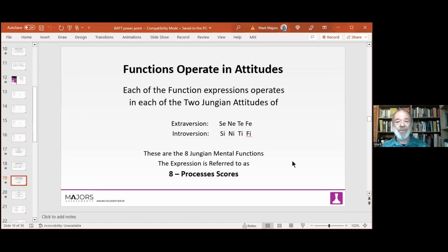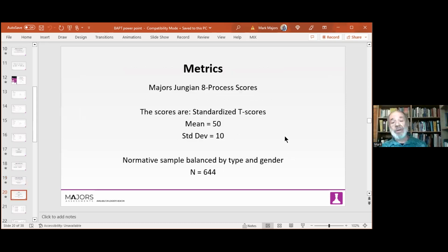So the metrics in this, it is a standard score with a mean of 50, standard deviation of 10. And I used a normative sample balanced by gender. And this is important because I randomly extracted an equal number of men across all 16 types and randomly extracted an equal number of women across all types in order to develop the normative scoring. So it does an excellent job.